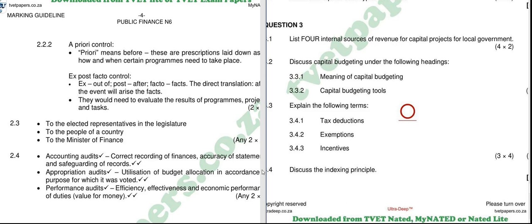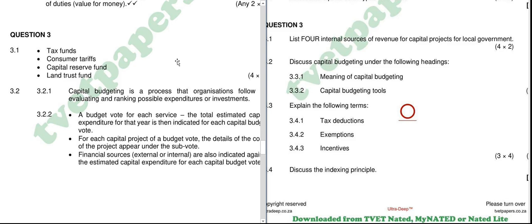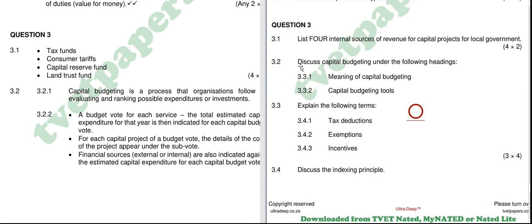whereby in the first part we have to list 4 internal sources of revenue for capital projects for local government. So we see that this is what we have on 3.1. So we have our responses for 3.2. Discuss capital budgeting under the following headings: meaning of capital budgeting and then capital budgeting tools. So we have that also explained.